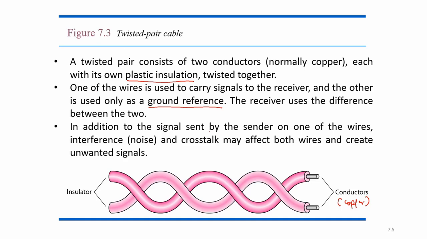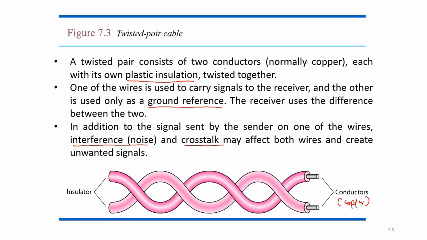In addition to the signal sent by the sender, one of the wires may pick up interference or noise and crosstalk. Interference and crosstalk may affect both wires and create unwanted signal. So there can be an effect of interference and crosstalk.